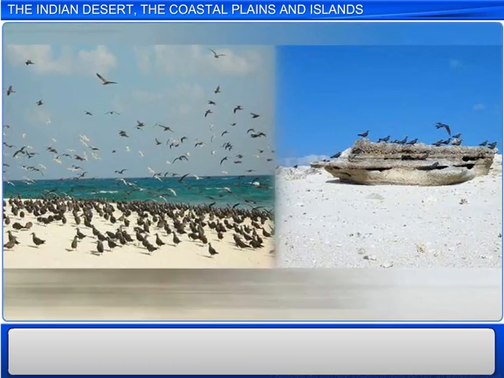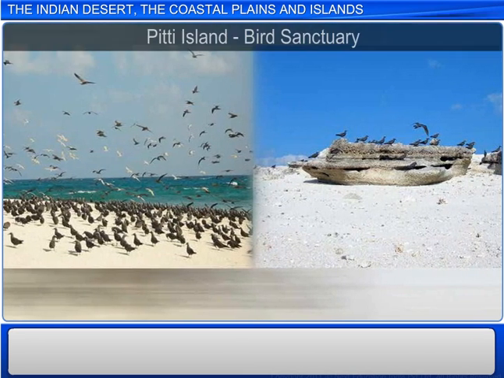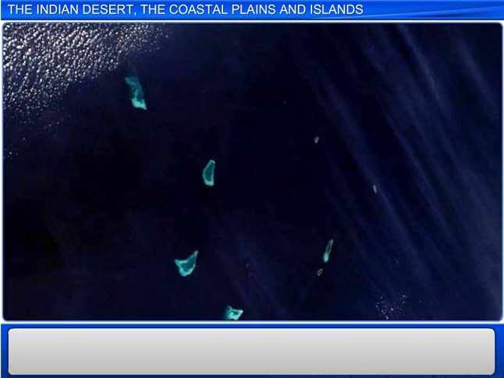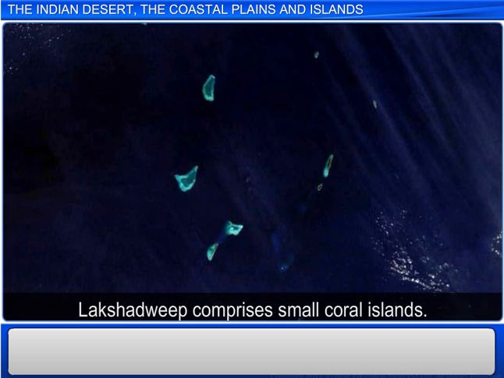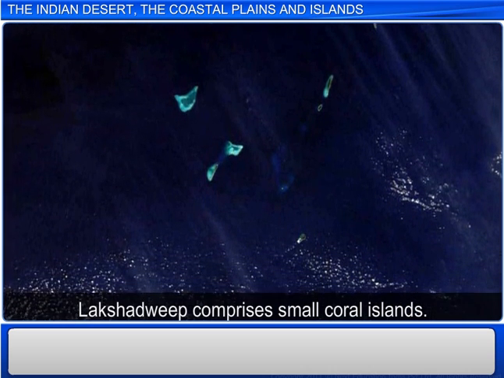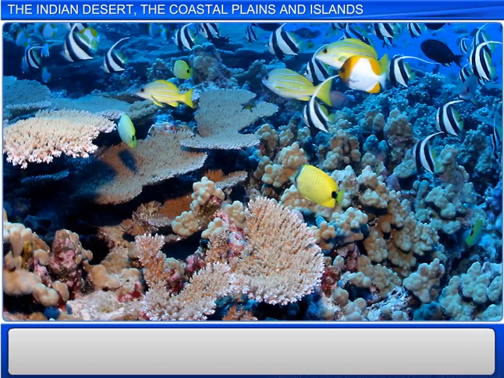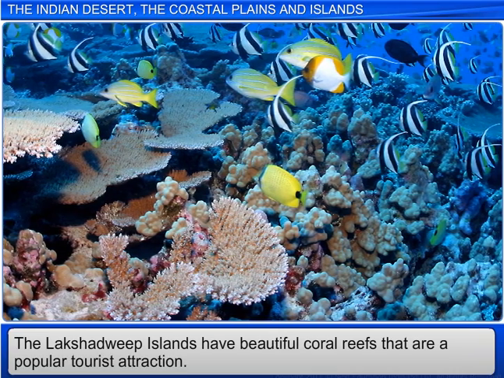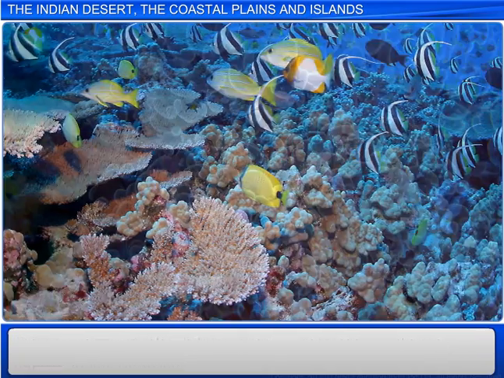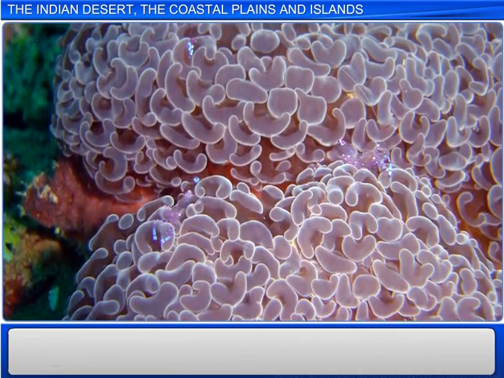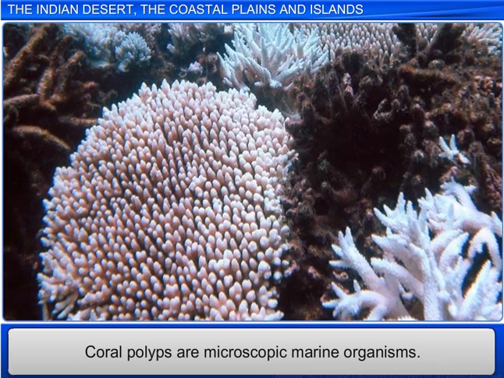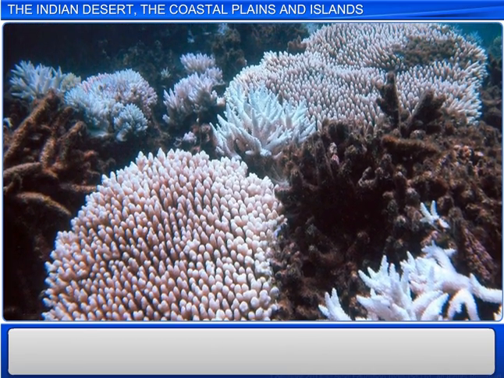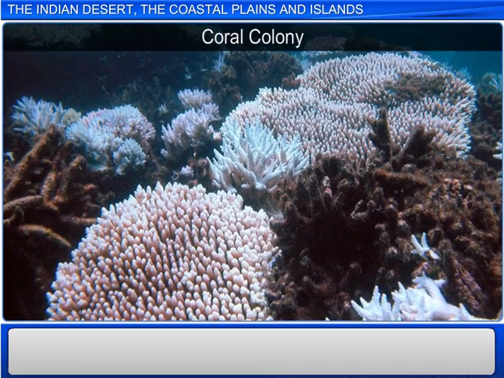One of the uninhabited islands in this group, the Pitti Island, has a bird sanctuary. Apart from that, the group overall consists of small coral islands. The name comes from the beautiful coral reefs that are a popular tourist attraction. Coral polyps are microscopic marine organisms which have short lifespans. They flourish in shallow, mud-free, warm waters. They generally live in colonies.